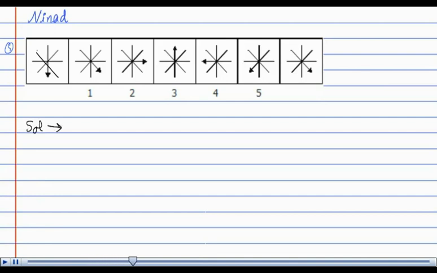Now, in this figure, if we look carefully, we can see that each time the arrow is moving anti-clockwise 1 step and 2 steps alternately. From the starting figure to the first figure, it has moved 1 step. Now, from 1 to 2, it should move 2 steps, but it has just moved 1 step. Therefore, figure number 2 is the odd one. Therefore, the answer to this question is option number 2.